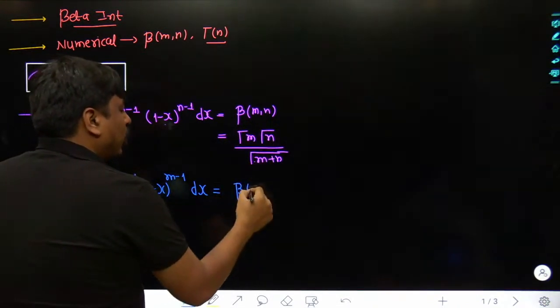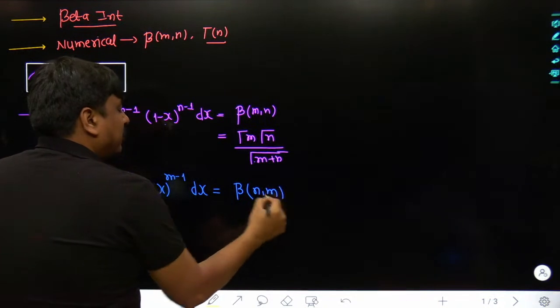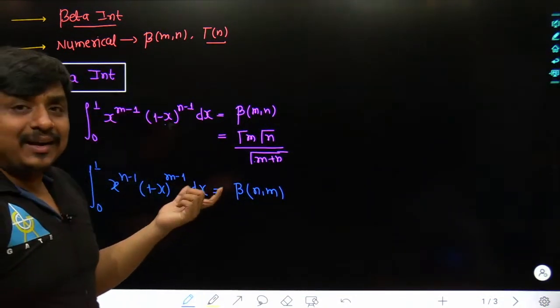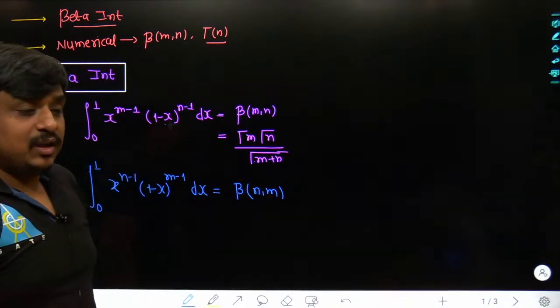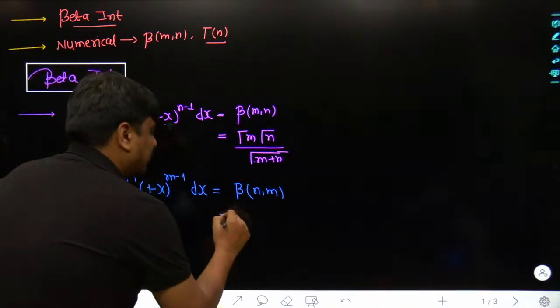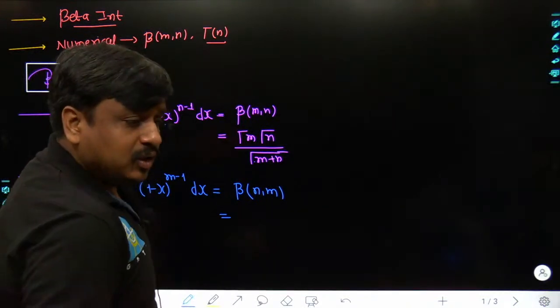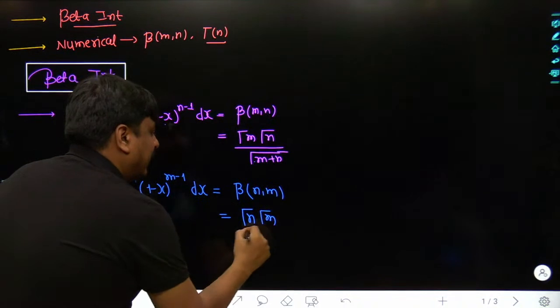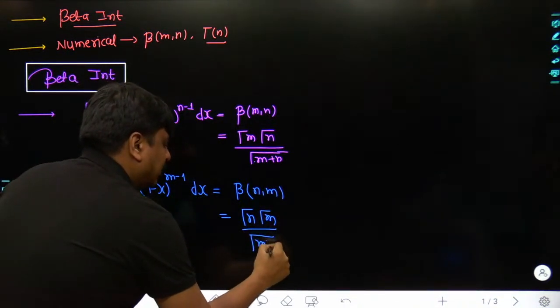Rather than writing it as m comma n, you can write n comma m, but the result is not going to change, because multiplication as well as addition is commutative in nature. What does that mean? That means in future, even if the values are swapped, the result would still not change.